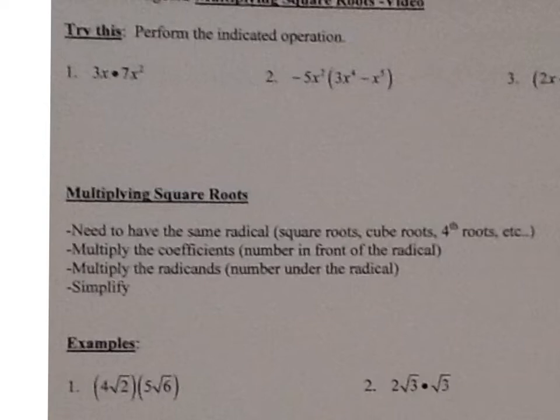All right, so number one, we have 3x times 7x squared. So remember, when we multiply monomials, you multiply the coefficients. So 3 times 7 is 21. And then we have x, which is x to the first, times x to the second. Remember, same base, you add the exponents. So that's x to the third. So it's 21x to the third.